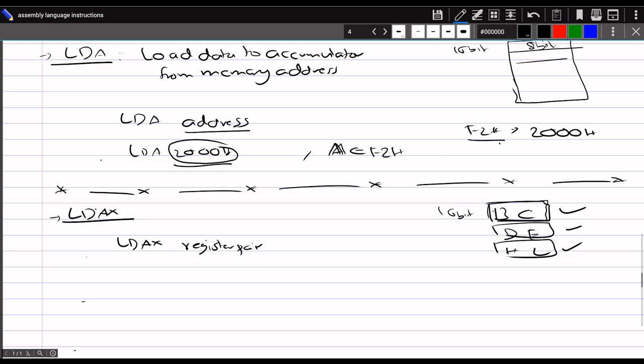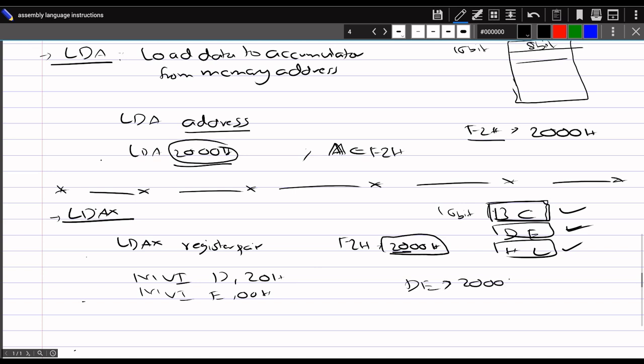Again, in the same example, if we have F2H in memory location 2000 and we want to load the data to the accumulator using LDAX, we're going to load the address in any one of these pairs. I'll use the DE pair here. So MVI D, 20H, which means the first part of our address, and then MVI E, 00H, which means the second part of our address. So in combination, the DE pair will have the address 2000H.